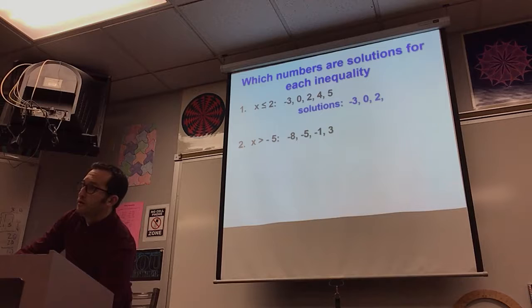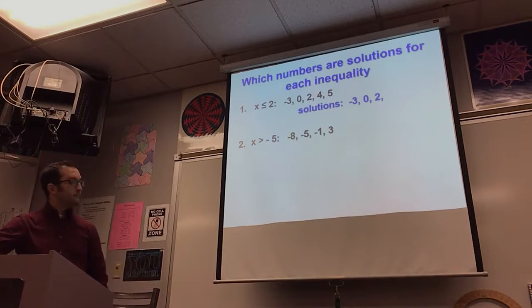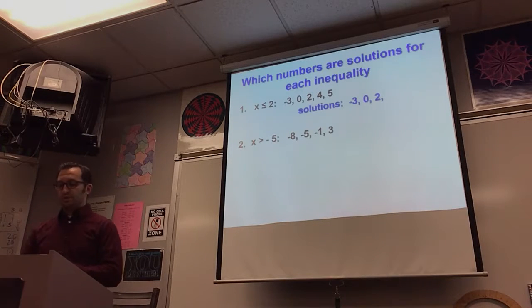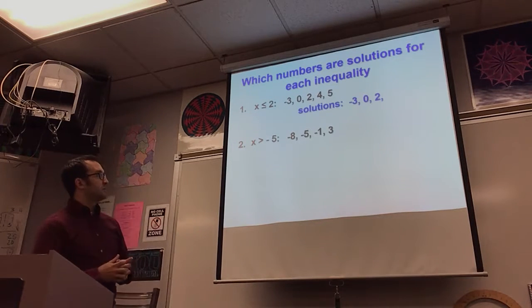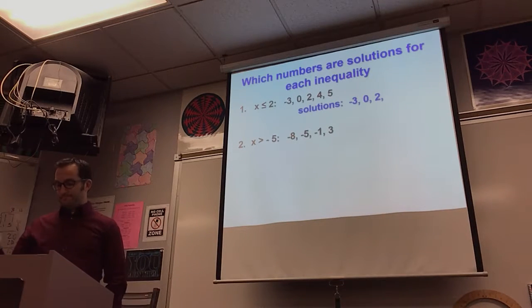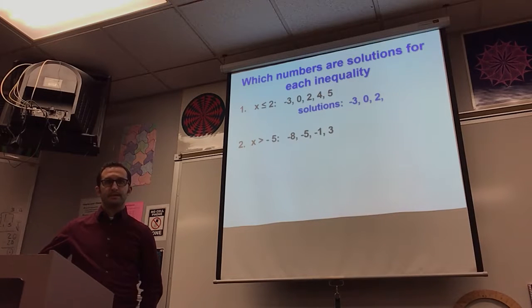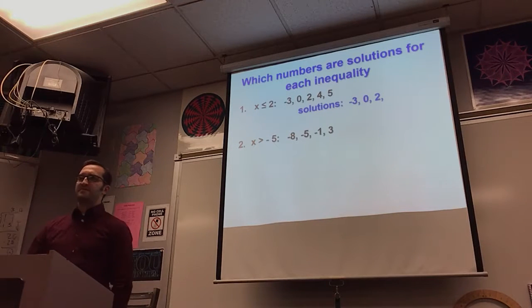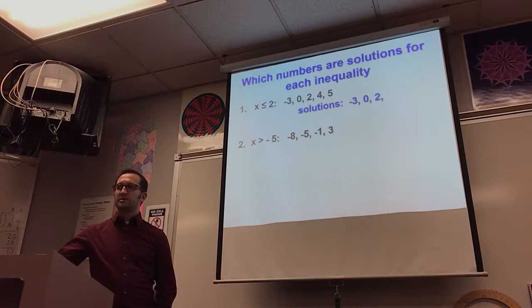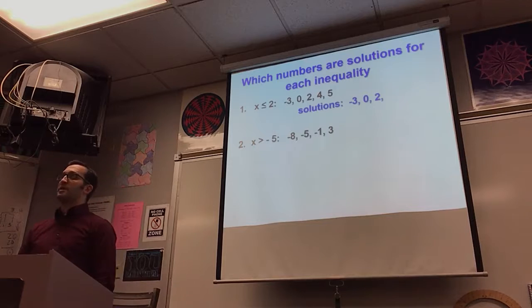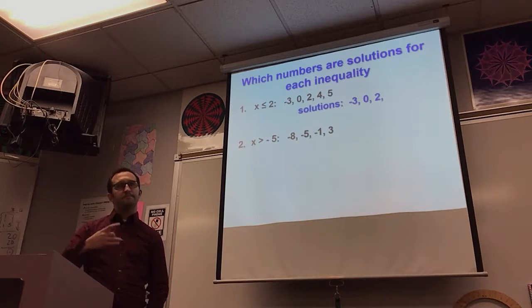All right, now our next one. Luke. X is greater than negative 5. Perfect, well said. Give us our solutions. 3. Yep. And negative 5. Negative 5 is not greater than negative 5. Did you guys catch that? Why is negative 5 not greater than negative 5? Because negative 5 is equal to negative 5, so it can't be greater than and be equal at the same time.